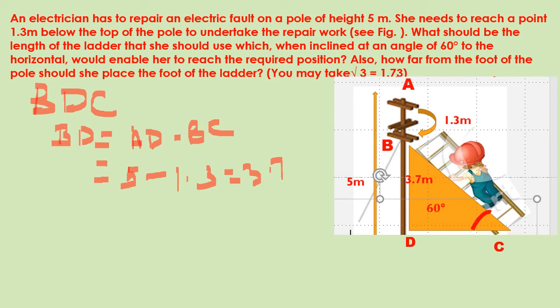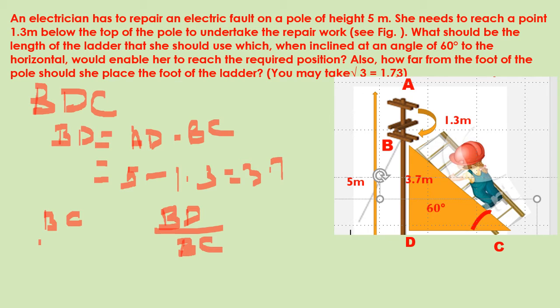Now, we need to find BC. BC is the length of the ladder. Length means from point B to C is called the length of the ladder. For that purpose, we are already having BD. So we can take the ratio BD upon BC.